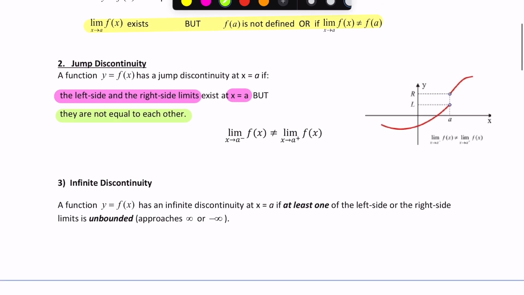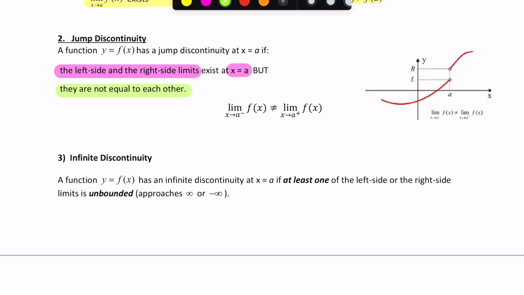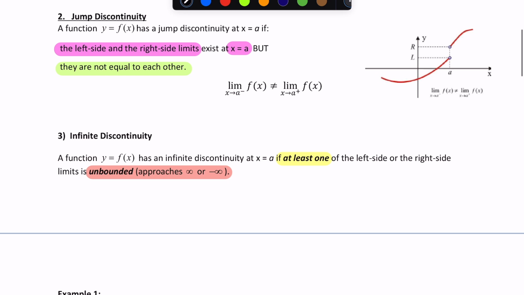The third type of discontinuity is called an infinite discontinuity. A function y equals f of x has an infinite discontinuity at x equals a if at least one of the left side or right side limits is unbounded, which means that it approaches infinity or negative infinity. So here's a couple of examples of infinite discontinuity.